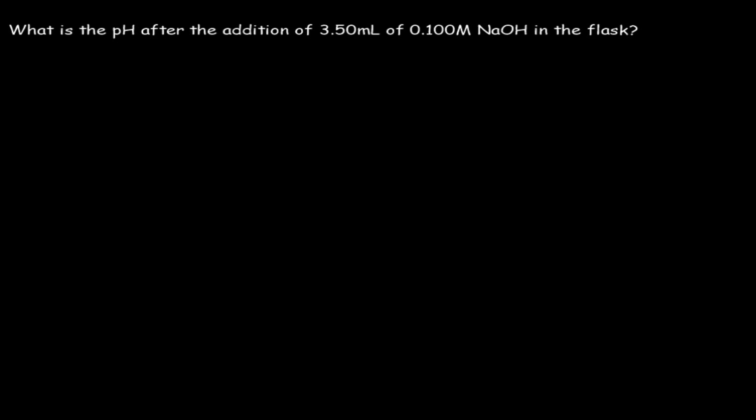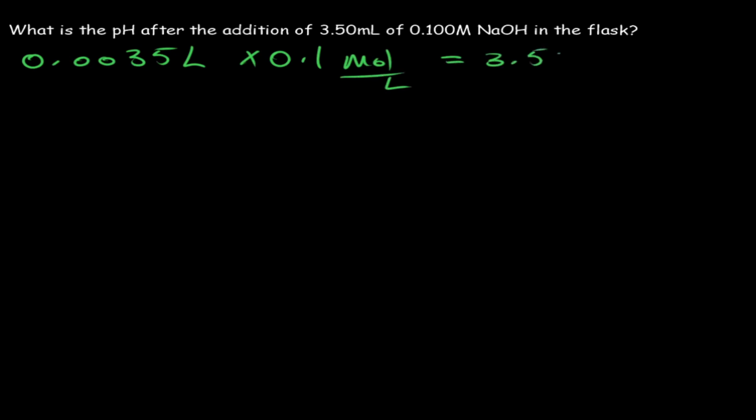So to get the moles of sodium hydroxide, we just have to multiply the volume times the molarity. So 0.0035 liters, which is 3.5 milliliters, times 0.1 molar will give us a final value of 3.5 times 10 to the negative 4 moles sodium hydroxide.